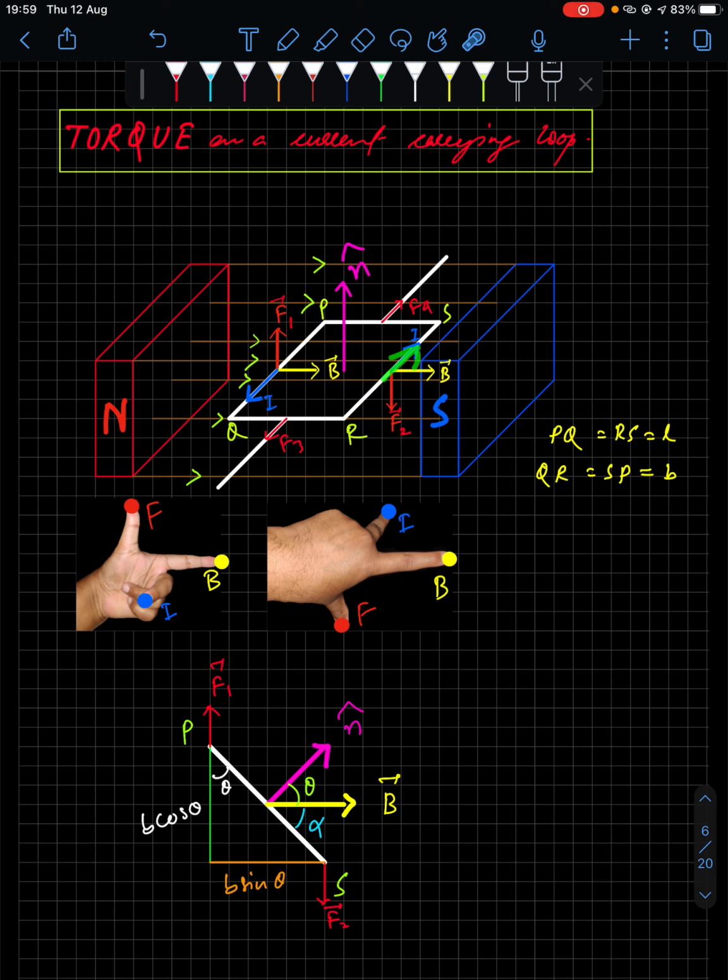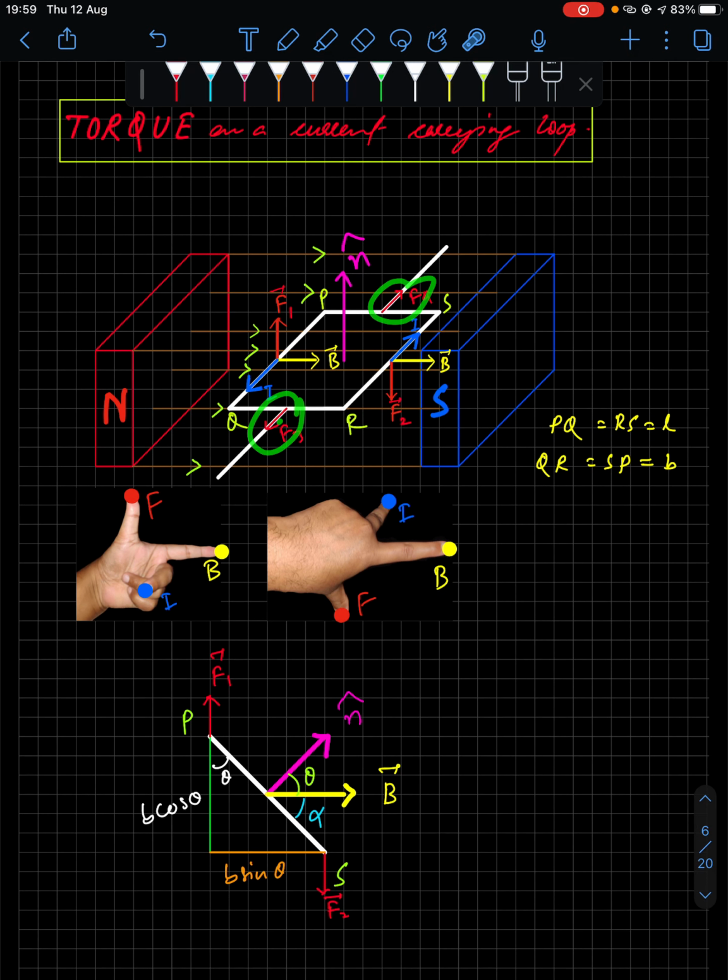Similarly, if you apply Fleming's left-hand rule on this branch, here current is going upward. So here F2 is directed downwards. Now this F3 and F4, at times it will be 0 and at times it will have some value. But the thing is that F3 and F4 are equal and opposite, so they will cancel each other. The length of this coil is L and the width of this coil is B, QR and SP is B.